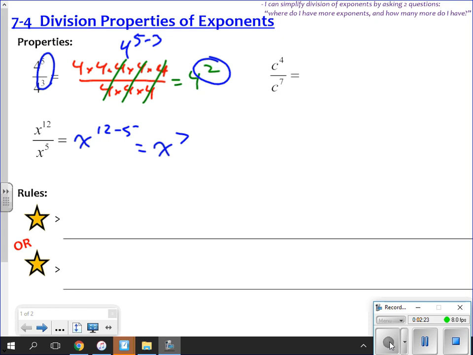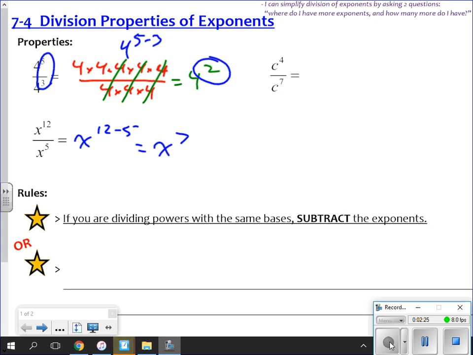So our rule is, if you're dividing powers with the same base, subtract the exponents. That's our rule. Now, there's another shorthand for this I'm going to show you in just a second. But if you're dividing powers with the same base, you subtract the exponents.